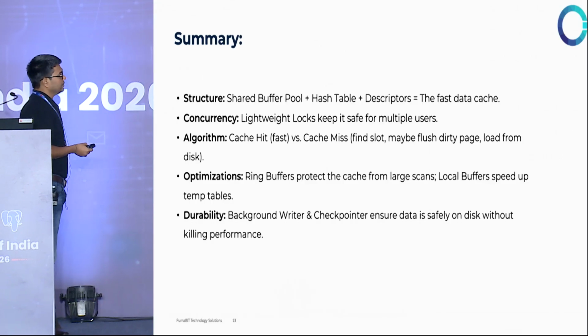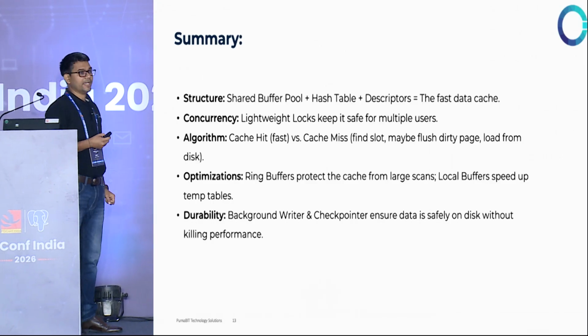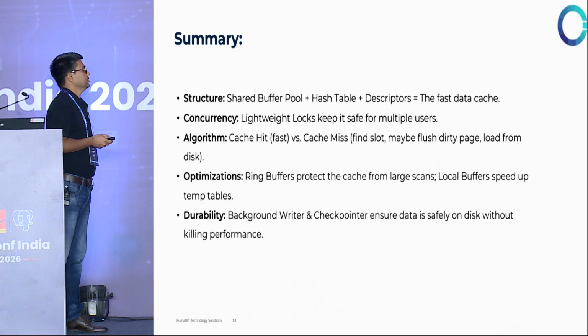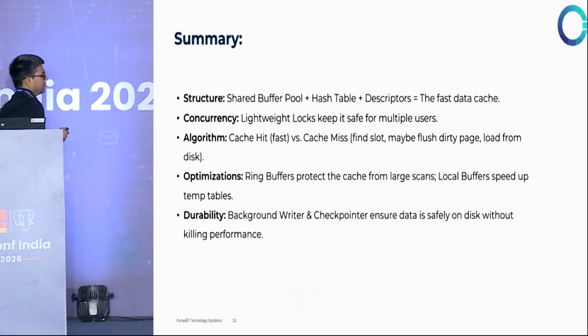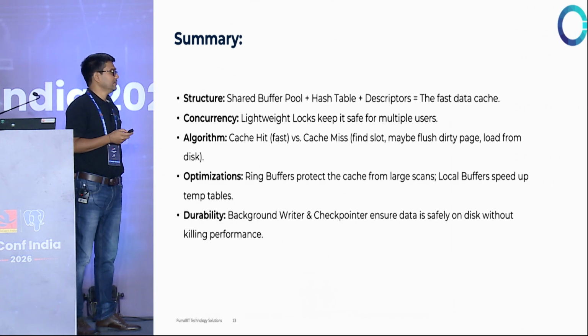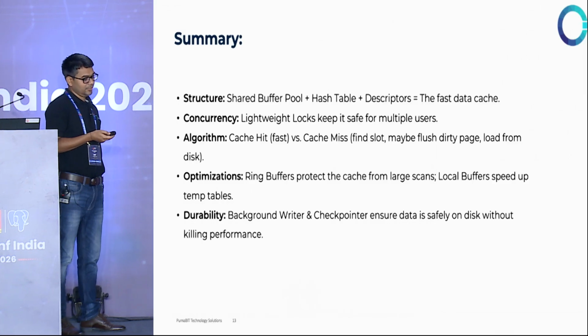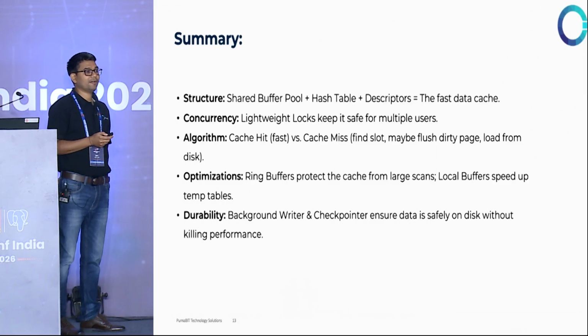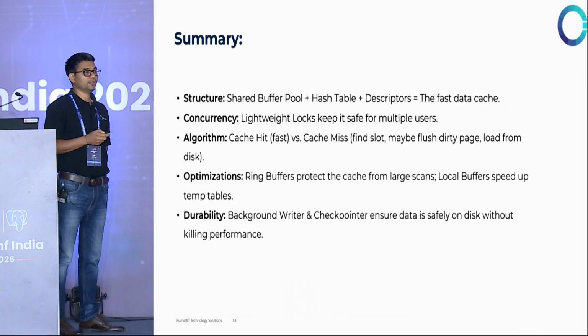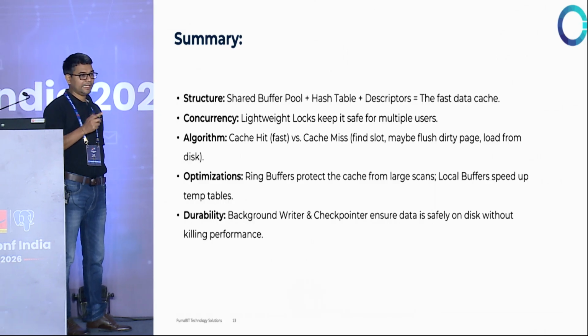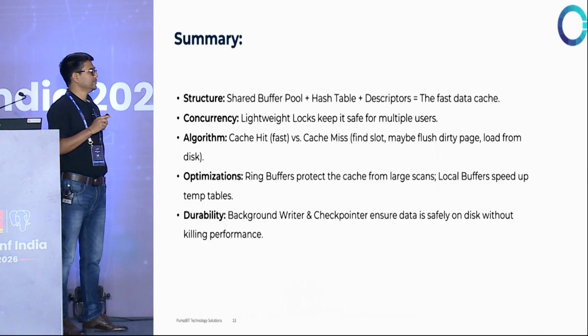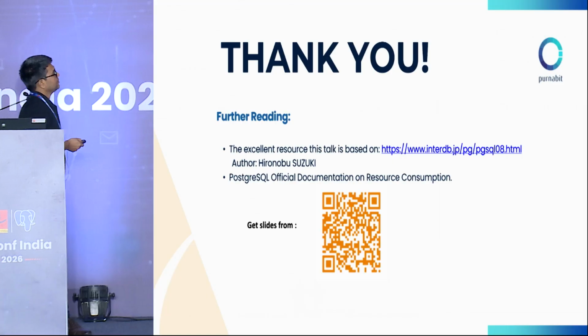We talked about the algorithm and how cache hit and cache miss work. For optimization, there is a ring buffer and a local buffer, to make sure that a few kinds of operations will not affect my shared buffer data. And for durability, we have the helper background processes which keep the buffer clean and keep space for most recently used data. So that's all about it.